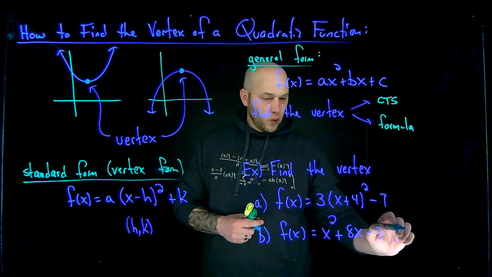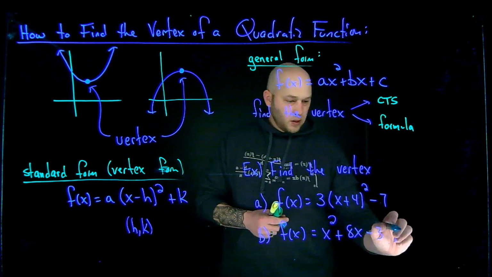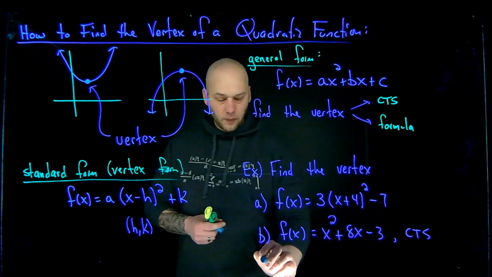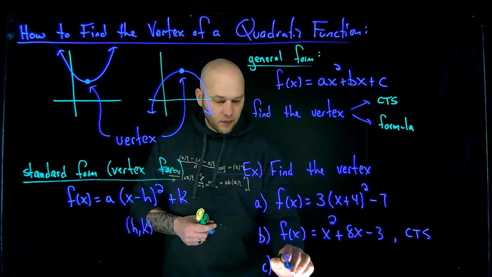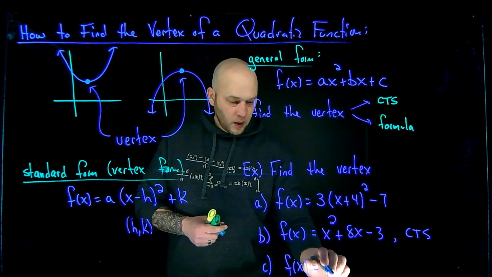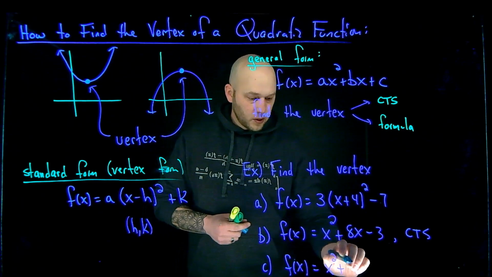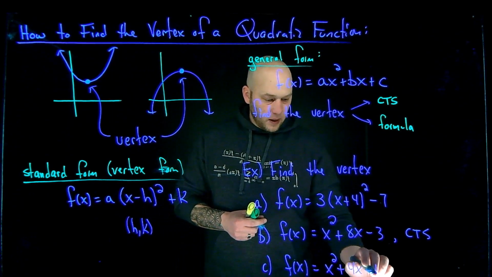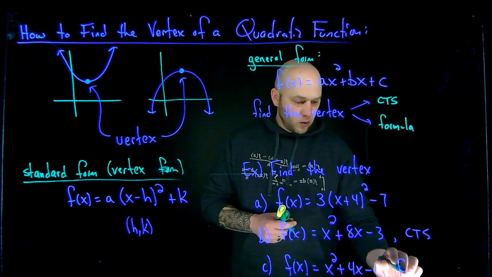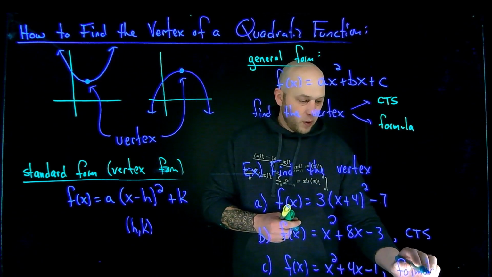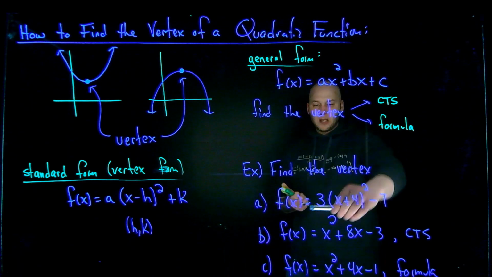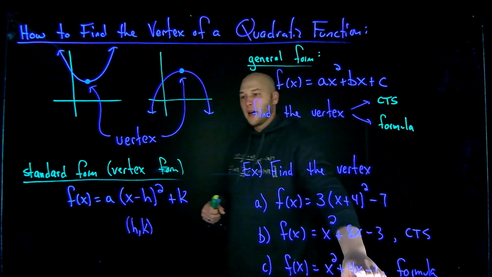And just for a brief summary here, I'm going to use completing the square to find the vertex. And then for part C, let's say I've got f of x is x squared plus 4x minus 1, and I'm going to use the formula, which I haven't written up here yet, but I'll show you in a moment. So find the vertex, three different scenarios. Let's go ahead and run through each one.